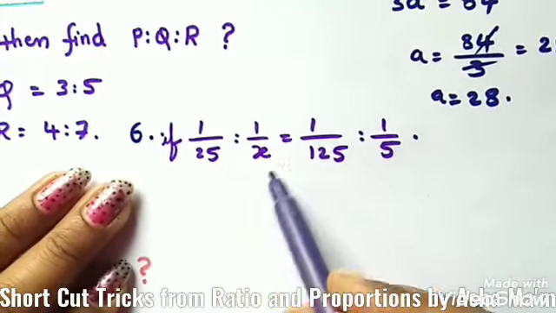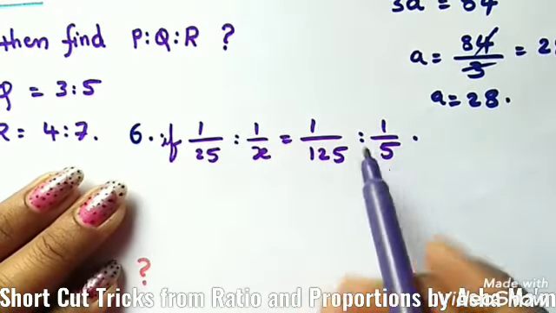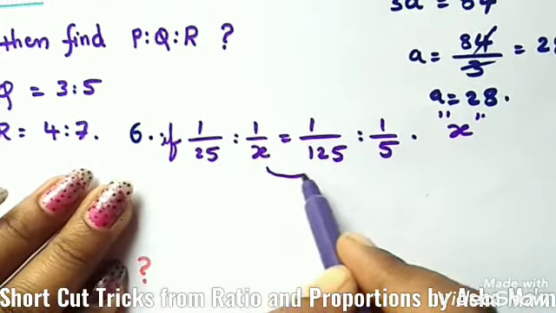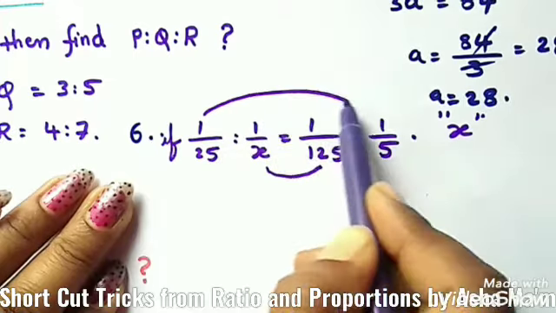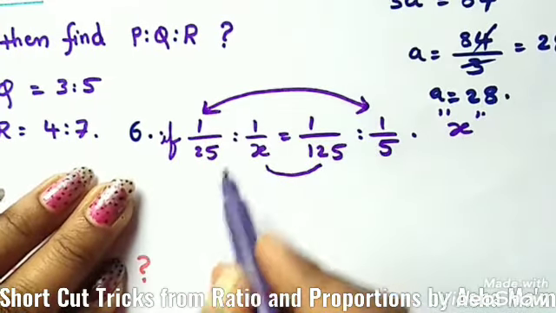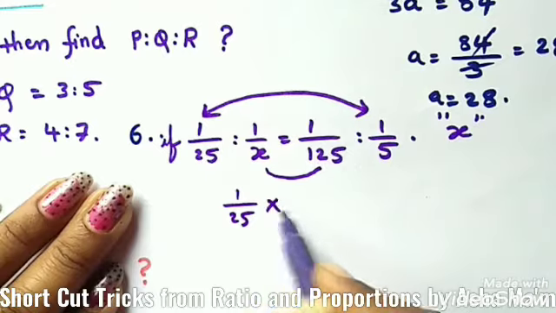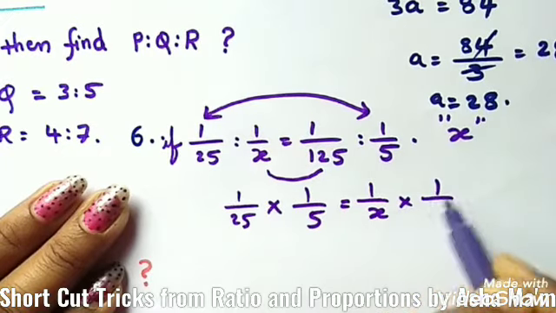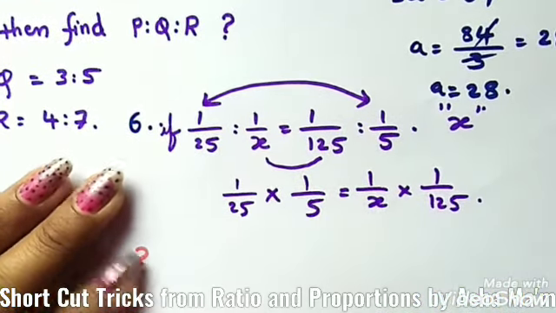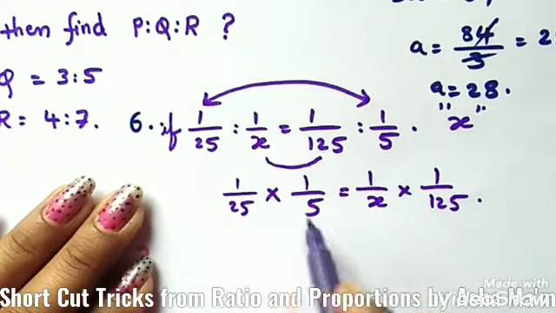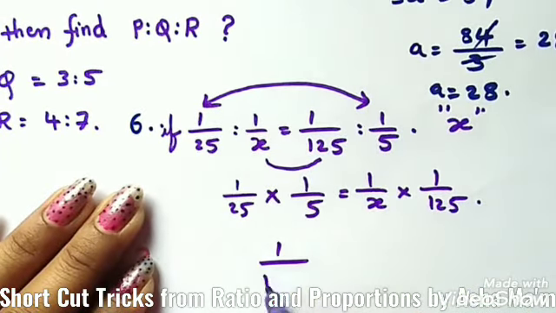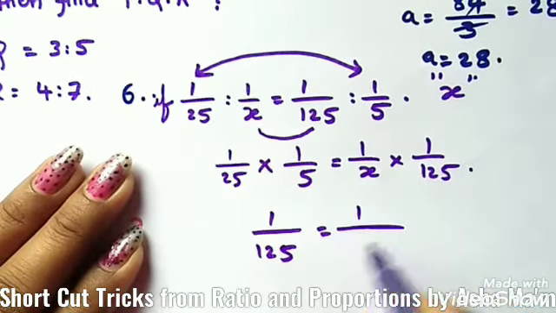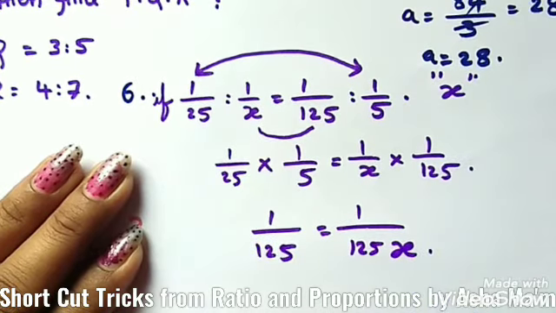If 1 by 25 is to 1 by x is equal to 1 by 125 is to 1 by 5, then find the value of x. So here these two are known as means and these two are known as extremes. Now 1 by 25 into 1 by 5 is equal to 1 by x into 1 by 125, so 25 into 5 is 1 by 125, you should write directly, is equal to 1 by 125 x here.